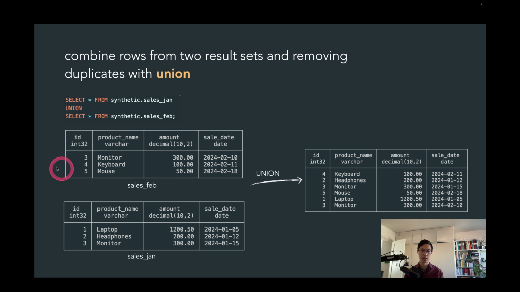So here with the union, we get the same as here. However, how come the monitor, which existed in both of the result sets, is still there? This is the result set from the second one, and this is the result set from the first one, right? How come the monitor is still there? Well, we can see the sale date here. They differ, right? So that means that all of the rows are unique. So then they are just combined.